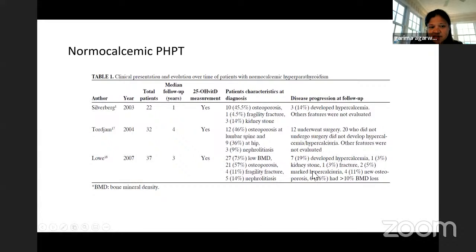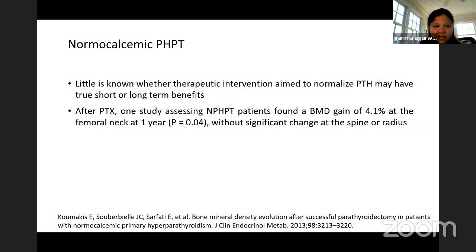And then this study at median follow-up at 3 years has shown that patients who did not undergo management eventually showed the evidence of end organ damage in terms of fractures and osteoporosis, decreased bone mineral density, and decreased renal function. Management-wise, again, little is known whether therapeutic intervention aimed to normalize the PTH may have long-term and short-term benefits. One study has shown that parathyroidectomy in these patients found a bone mineral density gain of 4% at some of the sites.